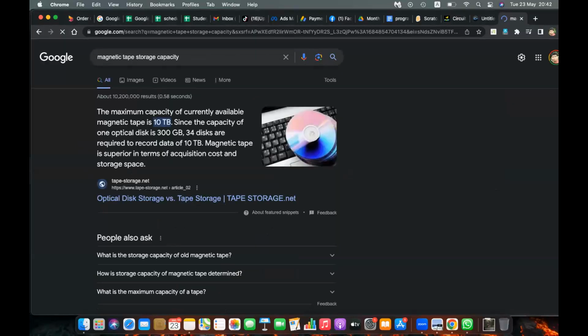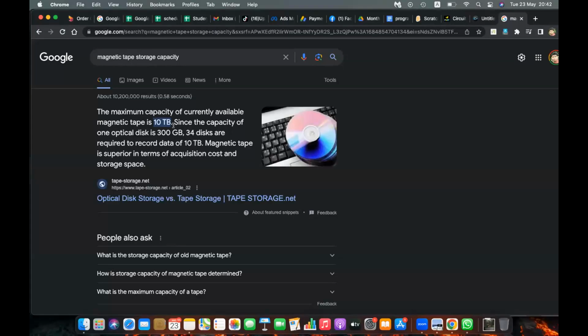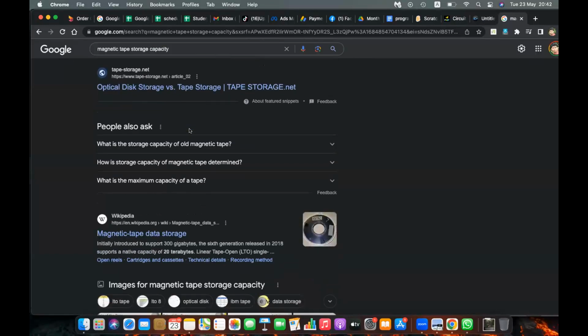So if you see here, the maximum currently available magnetic tape is 10 TB, and you can see it is magnetic tape, 185 TB. The maximum capacity of currently available magnetic tape then is 10 TB. This is by some year.